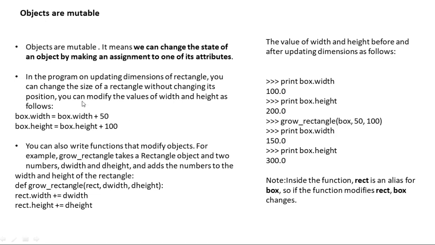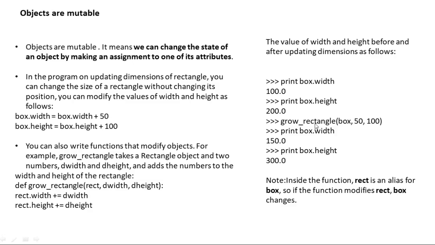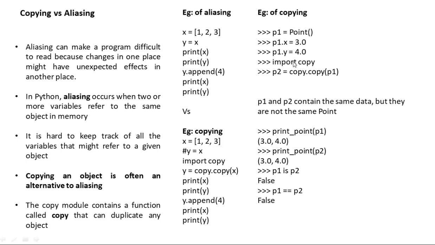So if you write this with some part of the code explained, and also better you draw this diagram to say that rectangle is a class, point is a class, box is an object of the class rectangle, corner is an object of the class point, and box dot width and box dot height are attributes of the object box. And you can see here that we are able to change this, and then you write this code. So that means objects are mutable. Okay, now coming to the next concept.